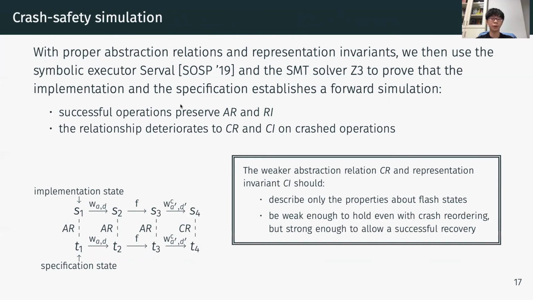But if a crash occurs, the relationship can deteriorate to their weaker versions, CR and CI. CR and CI should describe only the properties about flash state, because a crash would tear down the in-memory content. Besides, we should design CR and CI to be weak enough to hold even with crash reordering, but strong enough to allow a successful recovery.